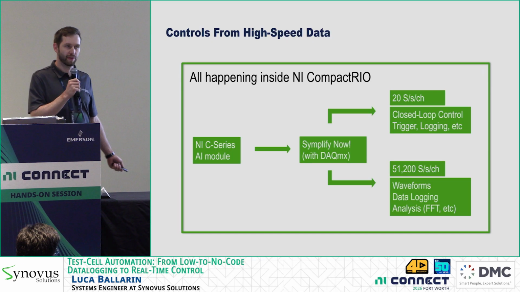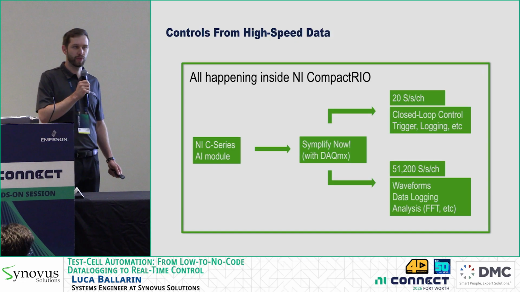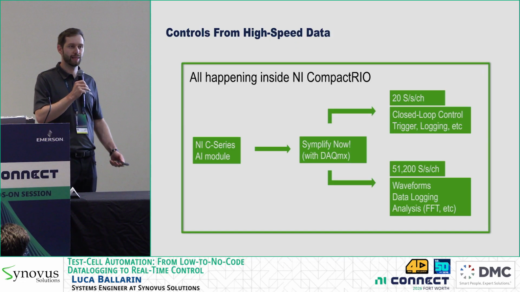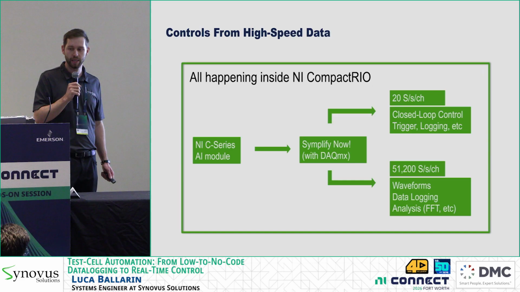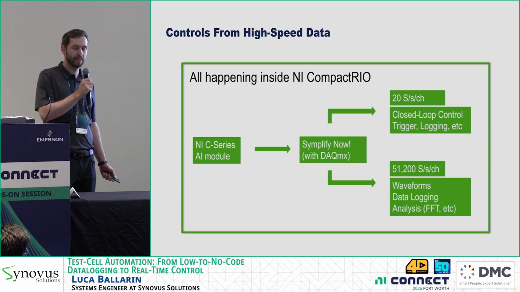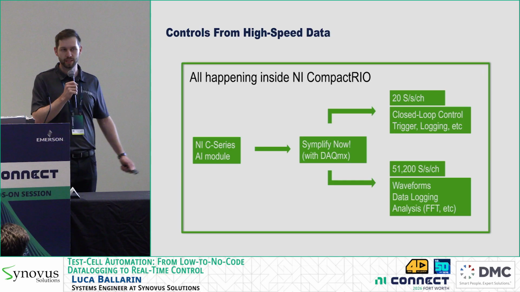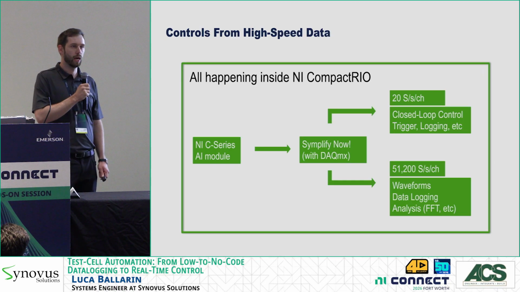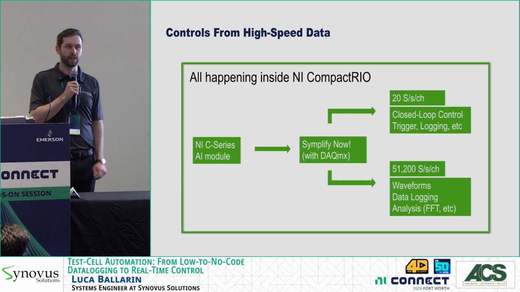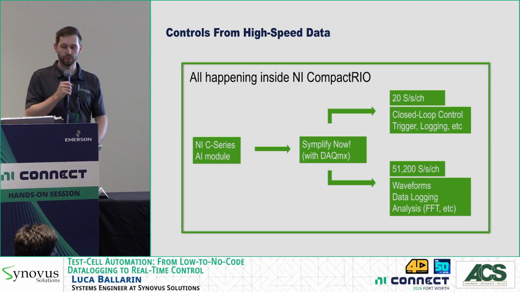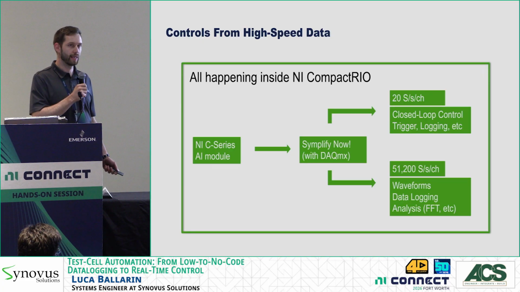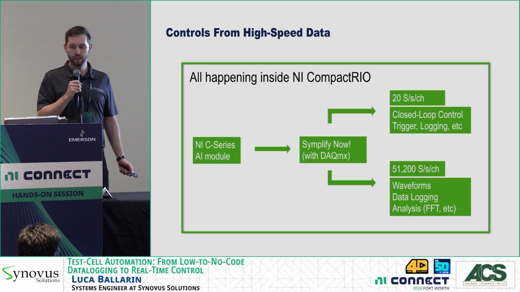So if you want to do an FFT or something like that and perform that detailed, high data bandwidth analysis. And then we've got the low speed data that's used for live analysis, edge-based decision-making, and closed-loop control, and that's in the 20 hertz range. So that's how we're breaking down the data in the system.